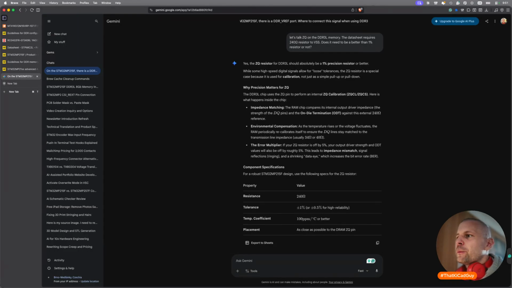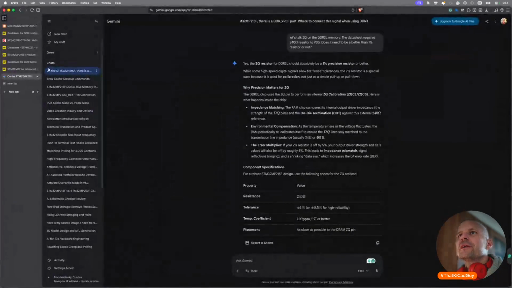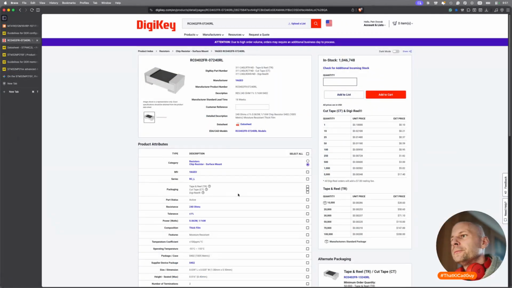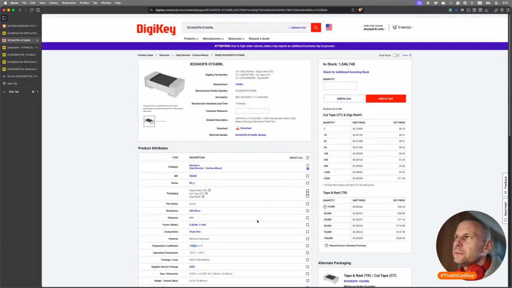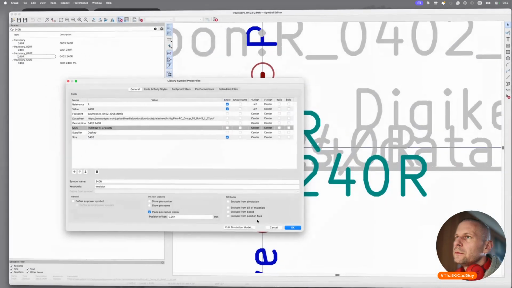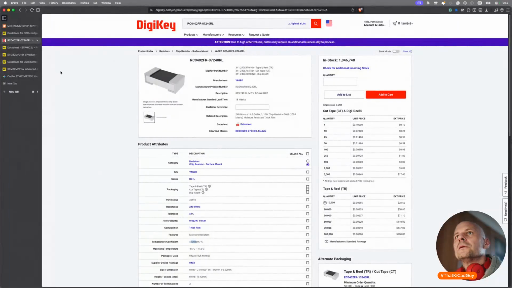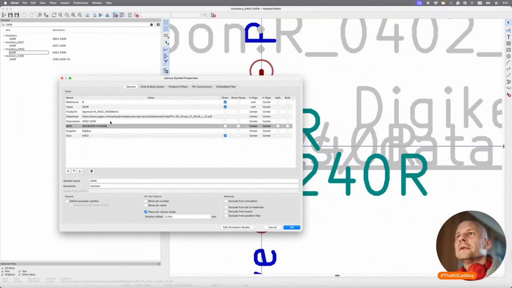Okay. 100 ppm they say. Let's check the Yageo parameters. Here it's 1% obviously and 100 ppm. I think it should be fine. Yeah, this should be fine.